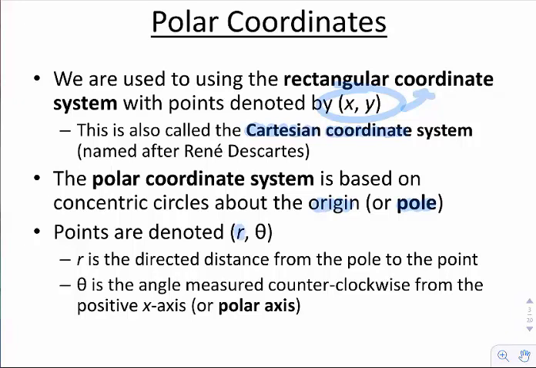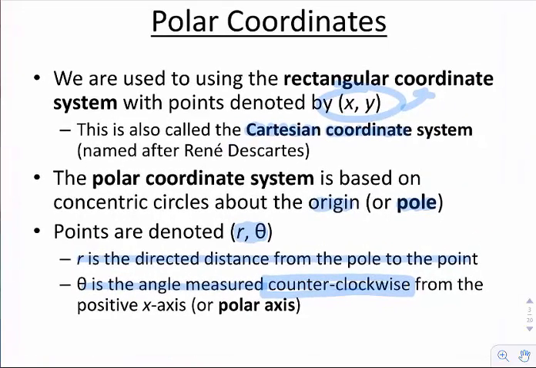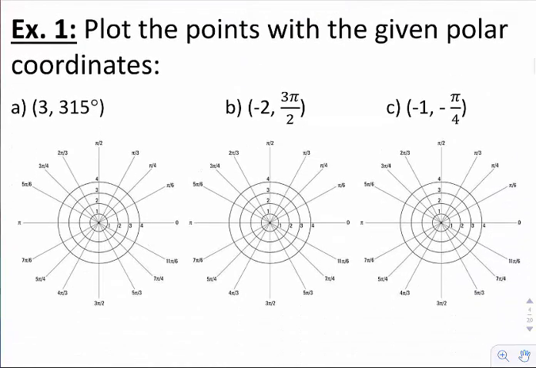And as I just stated a minute ago, those coordinates are listed as r comma theta, where r is the directed distance from the pole to the point, and theta is the angle measured counterclockwise. Key again on counterclockwise, just like on the unit circle, from the positive x-axis, or as we call it, our polar axis. Our pole is our origin, and then we've got our polar axis, like our x-axis. That's the difference between rectangular coordinates, or the Cartesian plane, and our polar coordinate system. So to get started here, let's plot a couple points.